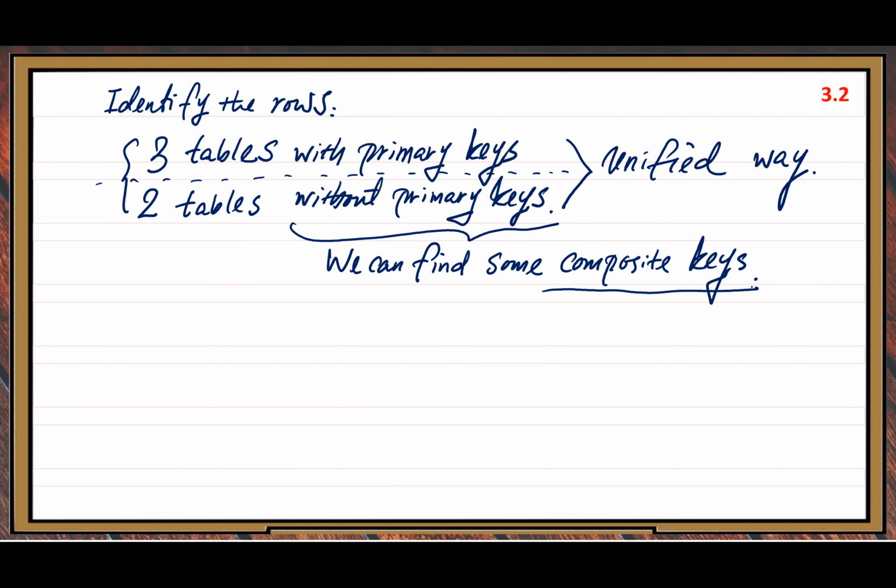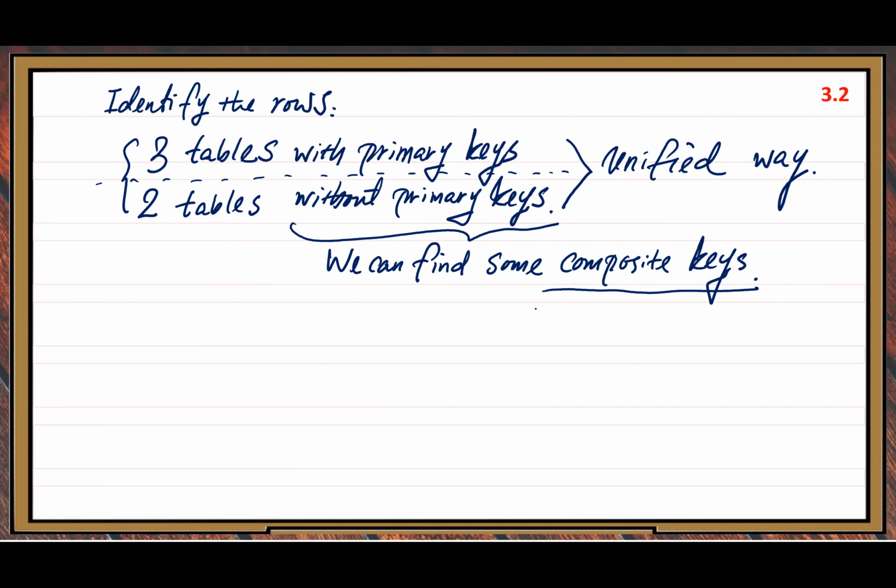If we cannot find composite keys, then it will be much harder, so we have to try to use different ways. But in this special situation, we are lucky. So we can find composite keys. What are the composite keys?